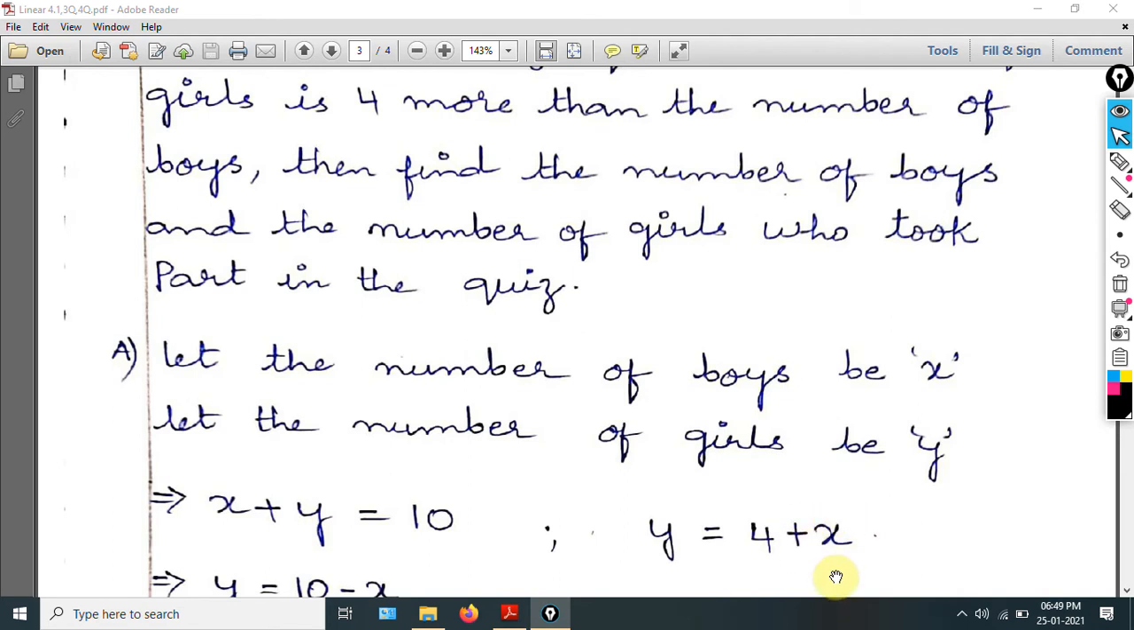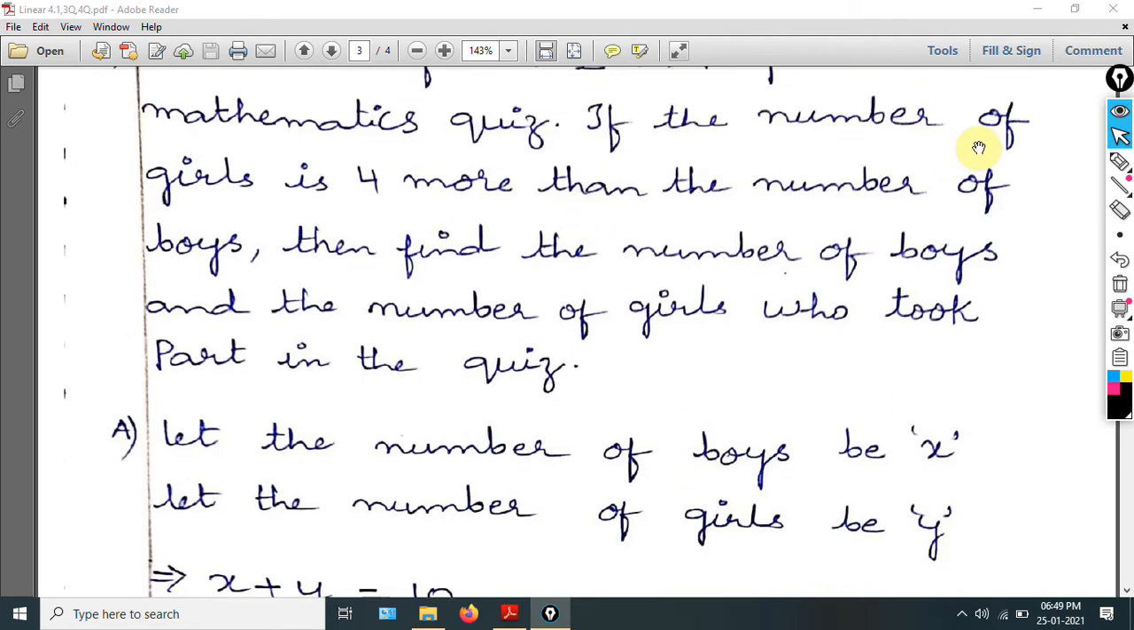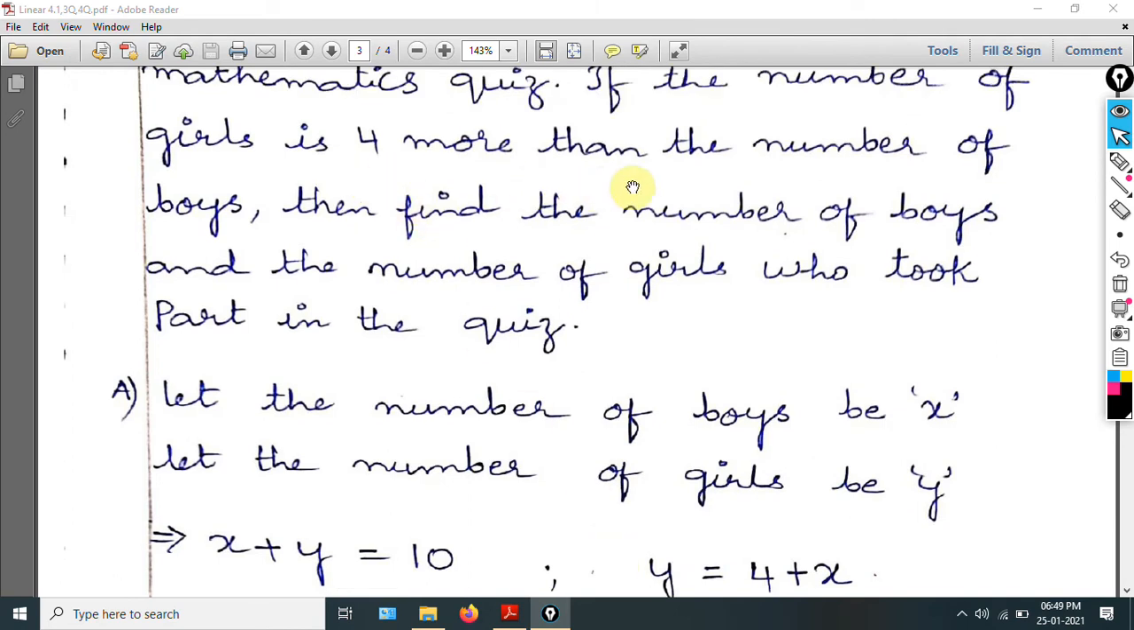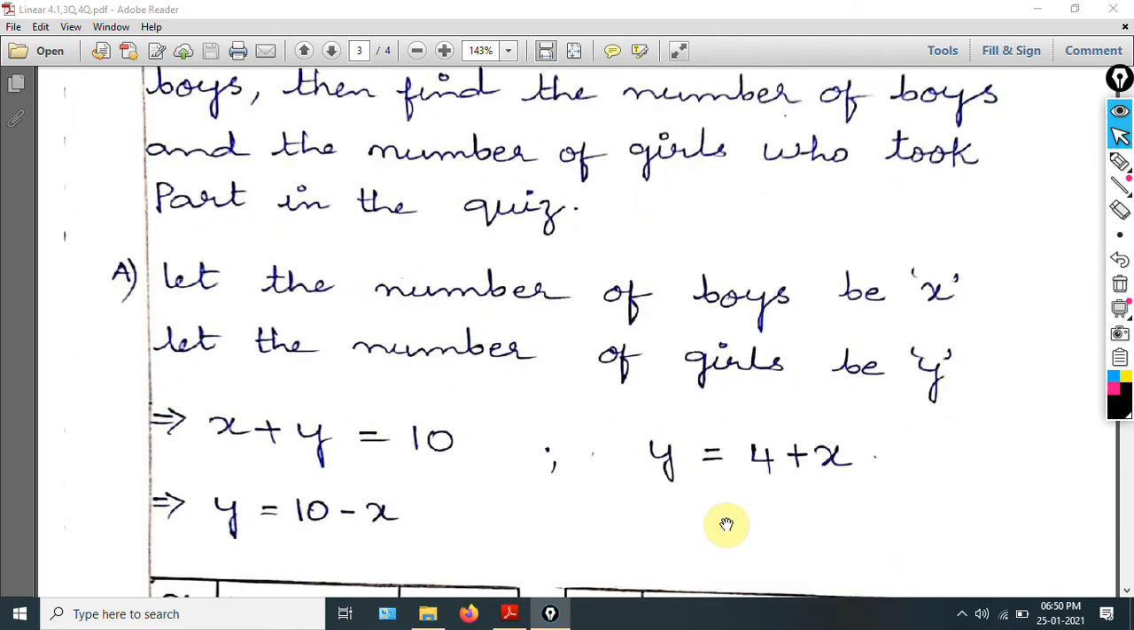Understood? Here, it is saying the number of girls is, so here we write the number of girls, which we took as y. So y equals 4 more than the number of boys. 4 more than means we have to add 4 to the number of boys. How many boys are there? x. So we write plus x. So one equation we got from this condition, and one equation from the other.